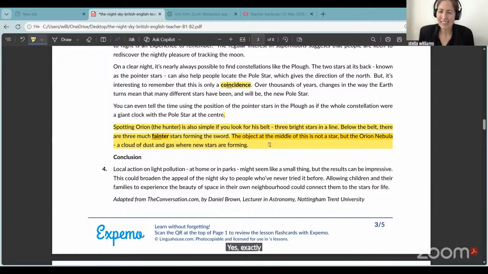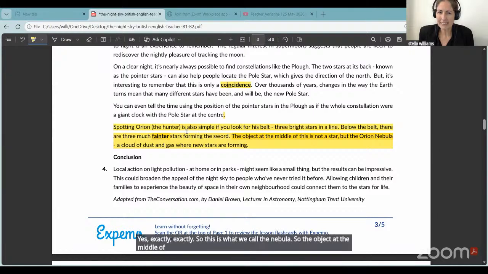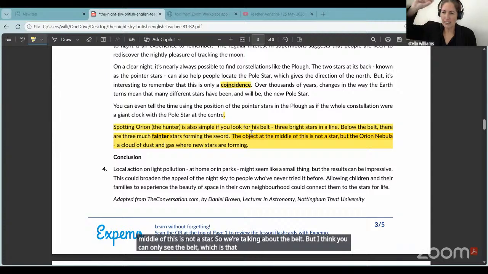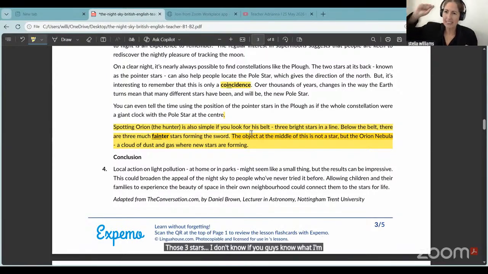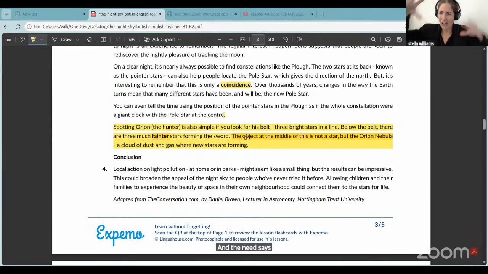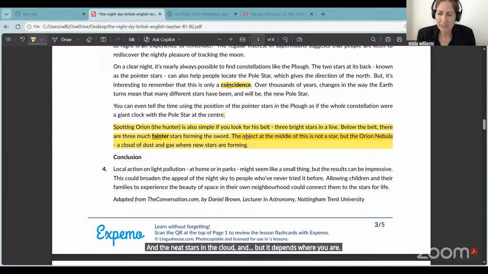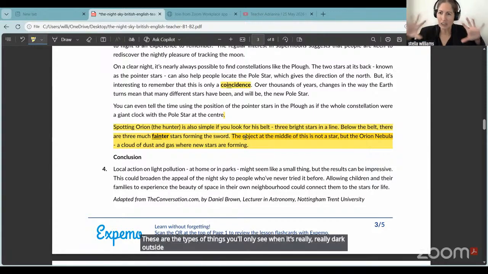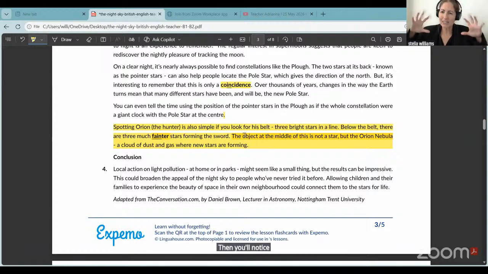Yes, exactly. This is what we call the nebula. The object in the middle of this is not a star. We're talking about the belt, which is those three stars exactly in a row. If you've seen that in the sky before, that's the belt. Underneath that, there are stars and the cloud, but it depends where you are. You can't see this in the city. You only see these things when it's really dark outside and the sky is nice and bright. Then you'll notice that cloud of dust and gas where the new stars are forming.